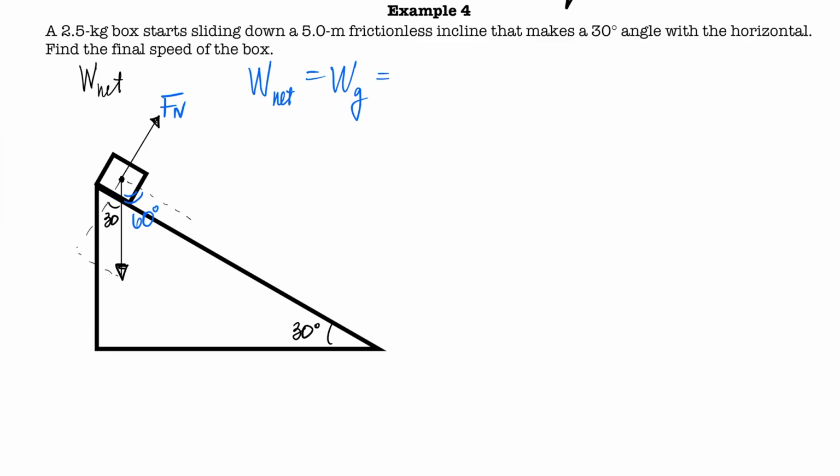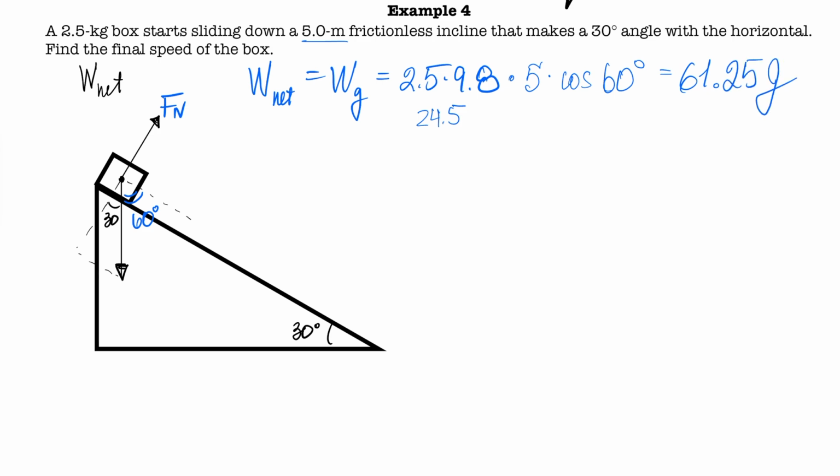That will be force of gravity being 2.5 times 9.8, which is 24.5. So 24.5 is the force, times displacement, which is given to us as 5 meters, and then times cosine of 60 degrees. So that's going to be 24.5 times 2.5, gets me 61.25 joules of work done by force of gravity as it drags this box down this frictionless 5-meter incline. That is work net. It equals kinetic energy final.